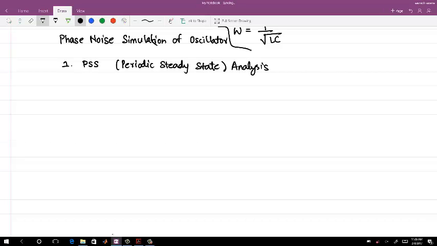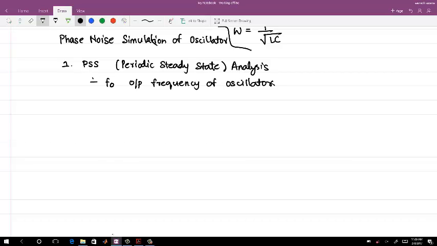You can look into the details of PSS in any of the help manuals. It will find the operating point with respect to whatever periodicity it has. Then you need to do a P noise analysis. This PSS analysis has to use the carrier frequency, or F naught, which I can say is the output frequency of the oscillator.